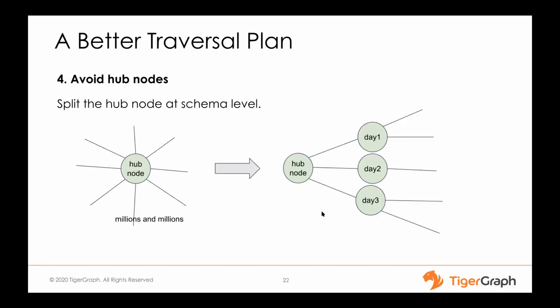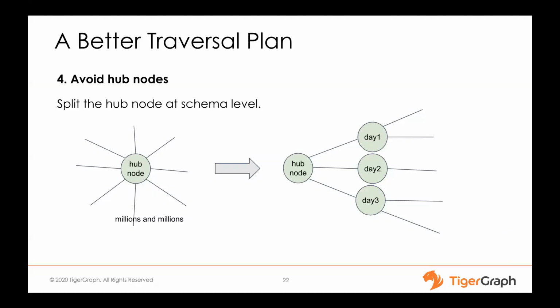Okay, and another way is we can also split the hub node at the schema level. For example, we have a hub node that has millions and millions of vertices, and then we can build the index to them. Say we can split the transactions or actions by days, right? Because we only have 300 days a year. 10 years, it was only 3,000 days. In this case, the hub node is no longer a hub node if we only select a certain period of time, right?